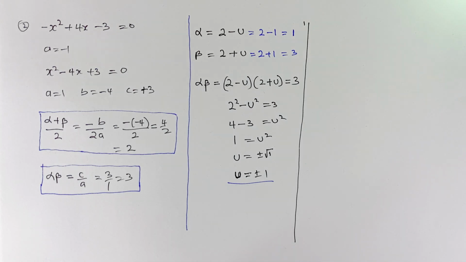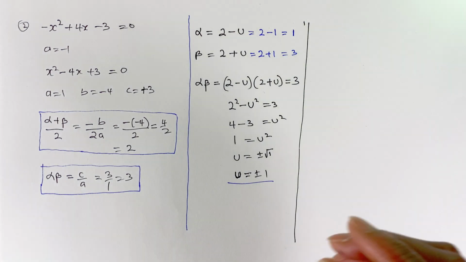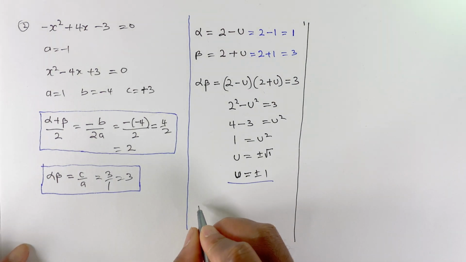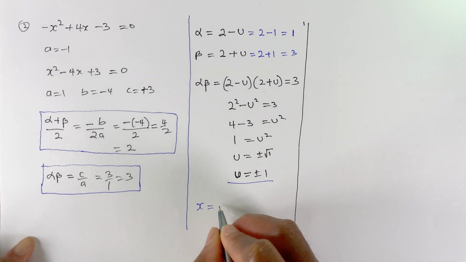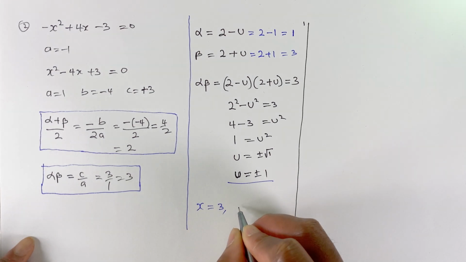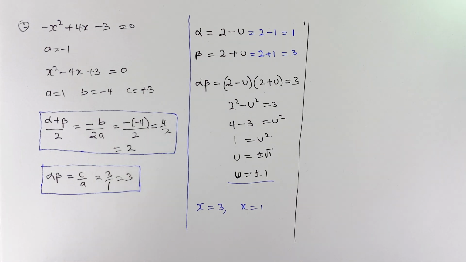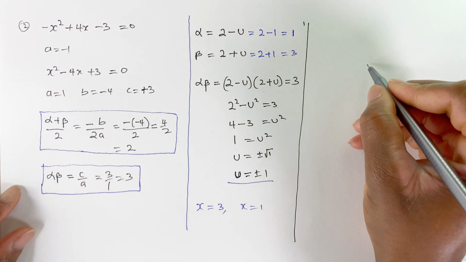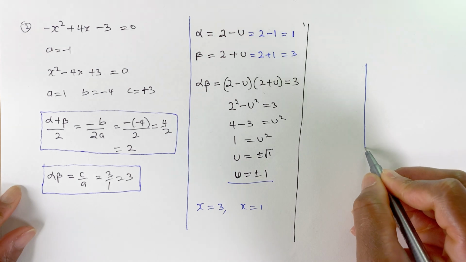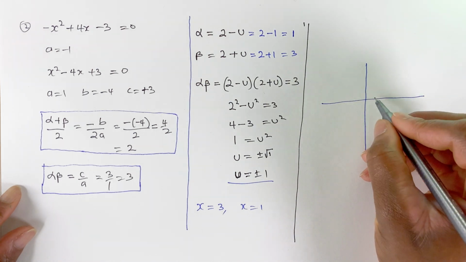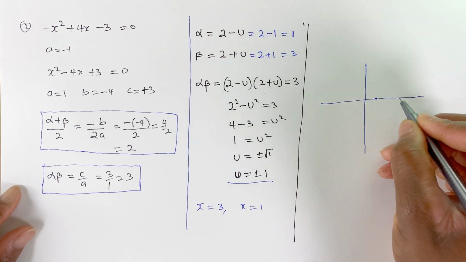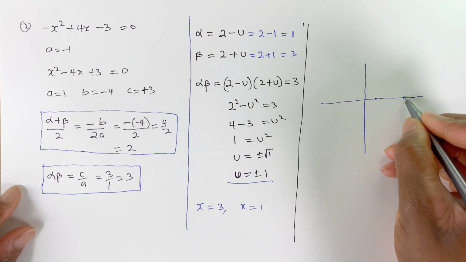So what that meant is the answer will be, x value will be 3, and the other x value equals 1. So when we sketch it, we shall get just a quick sketch. I'm expecting the values to be 1 and 3.